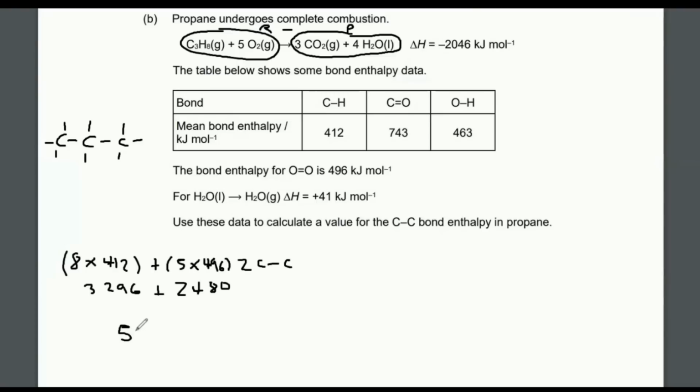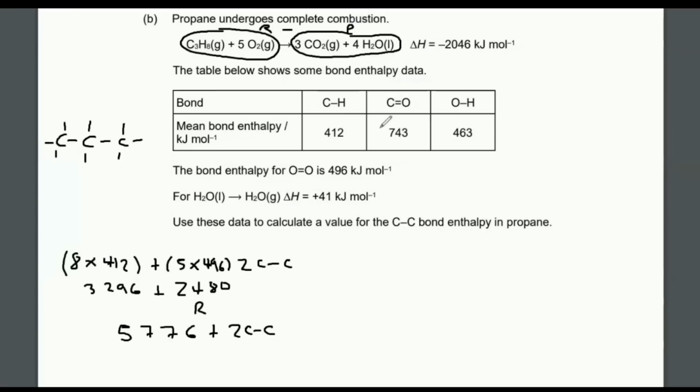So for the reactants, we have 5776 added to our missing 2 carbon-carbon bonds that we do not know the answer for. So that's our total over here on the reactant side. Now let's do the product side and work out what we've got going on there.